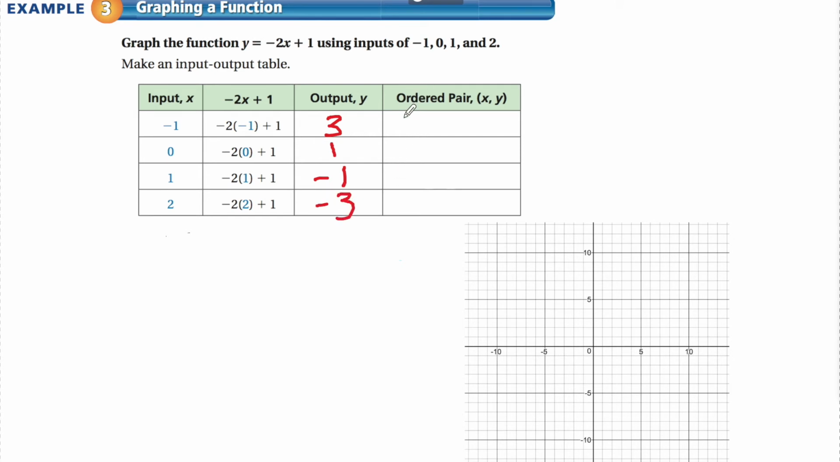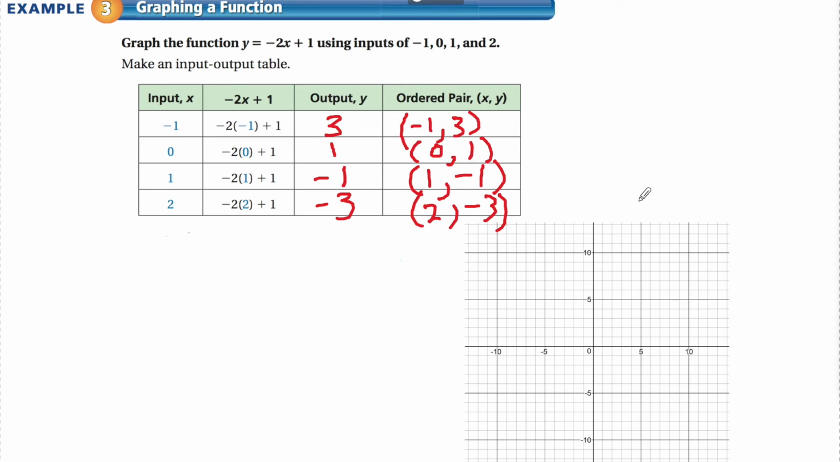Now let's write these as ordered pairs. So we're going to have negative 1, 3. Then we'll have 0, 1, 1, negative 1, and 2, negative 3. Sorry about drawing outside the lines there.